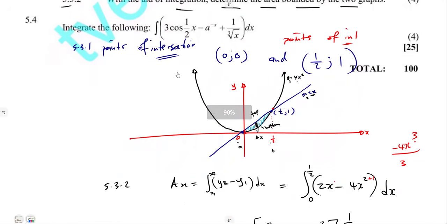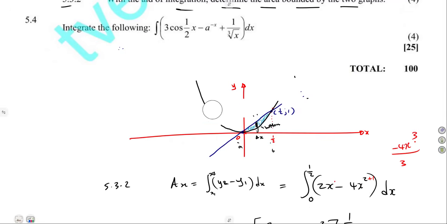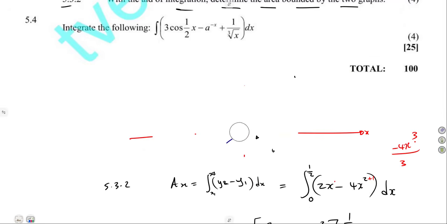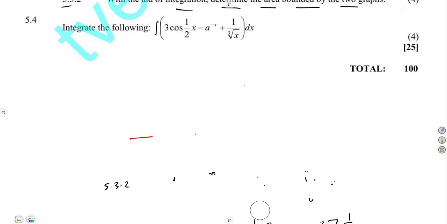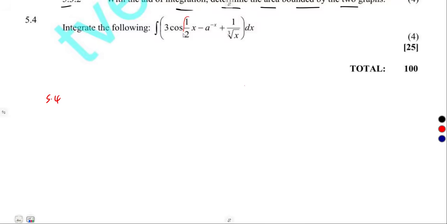We are now asked to integrate the following, just like what we had before. We can integrate each and every part separately. So let's try to do that and see how you're going to have the final solution. Here we've got a cos. Remember, when integrating cos, it changes to a sine, but we have this 1 over 2, so you are supposed to divide by it. So it was going to be like this: 3, the sine of 1 over 2x.